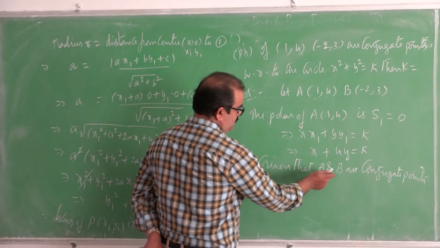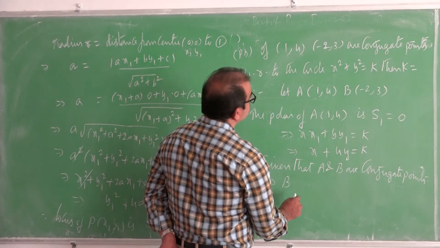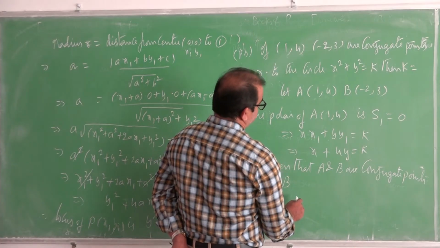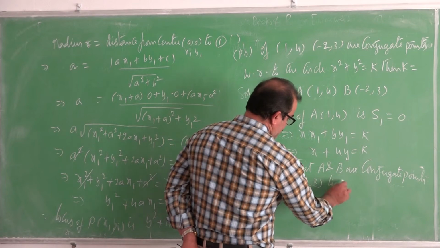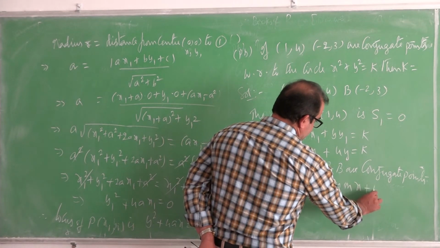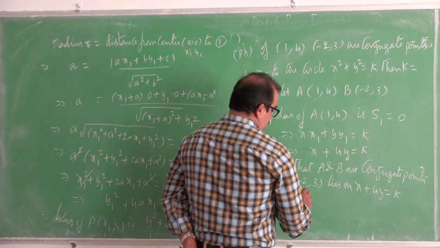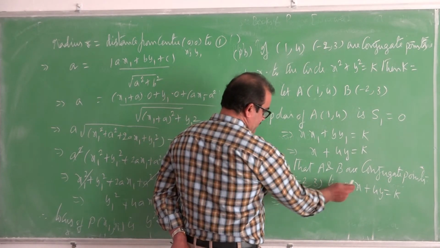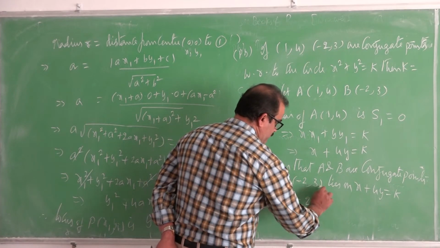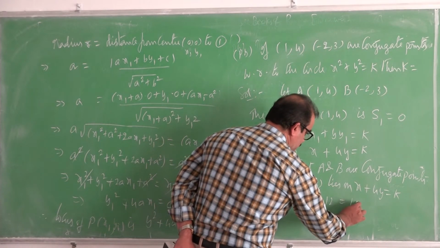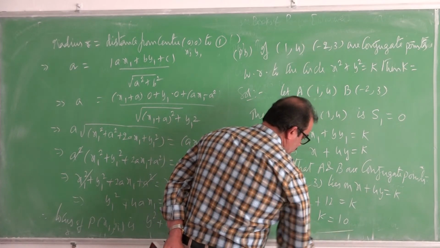Then B, what is the second point B? Minus 2 comma 3 lies on the line x plus 4y is equal to k. Okay, now substitute this point in this line. We get minus 2 plus 4 into 3, 12 is equal to k. So k value is 12 minus 2, that is 10.